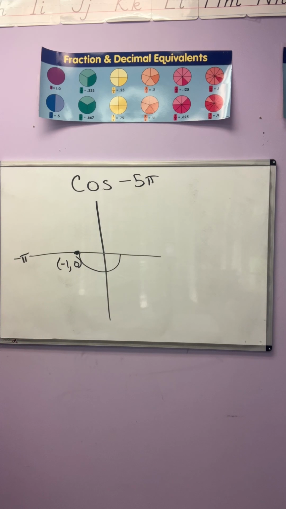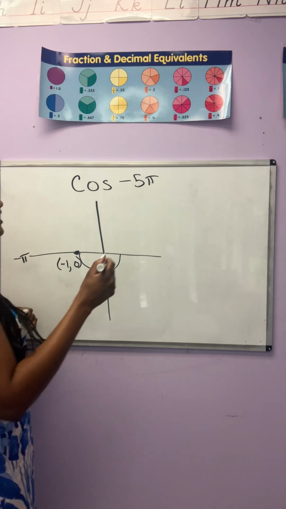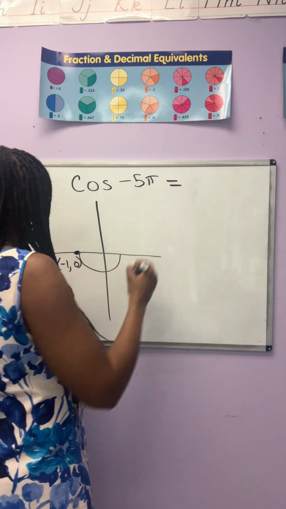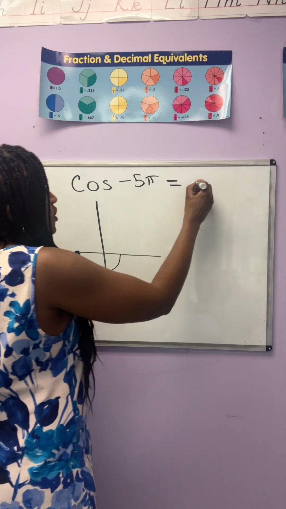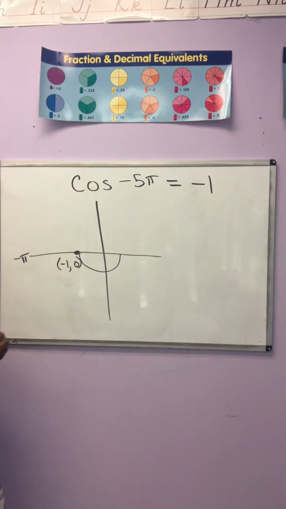Now we've talked about cosine is associated with the x, and there's a whole lot of explanation behind that, but just remember that cosine is associated with the x. So if you need to know what cosine of negative 5 pi is, well, our x is negative 1. So cosine of negative 5 pi is negative 1.